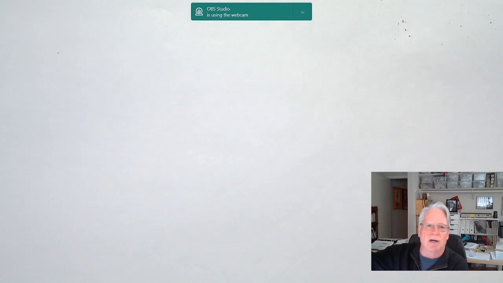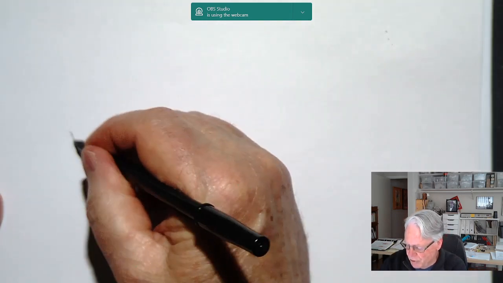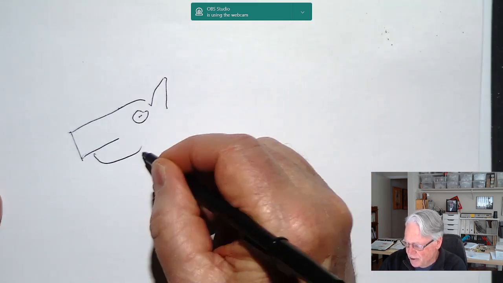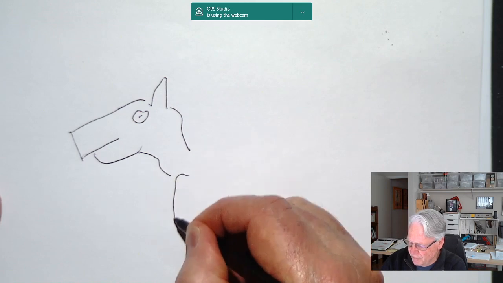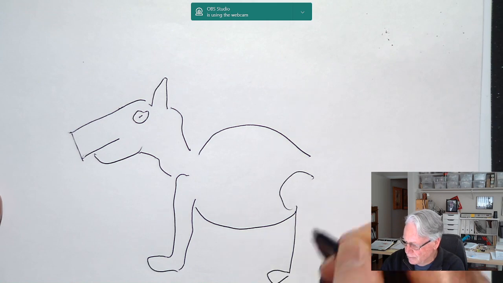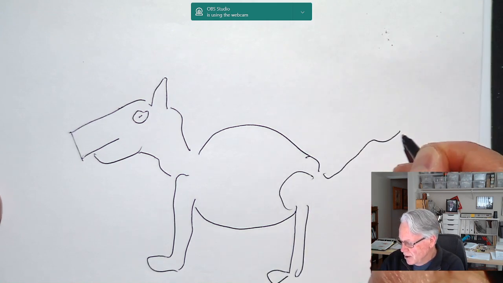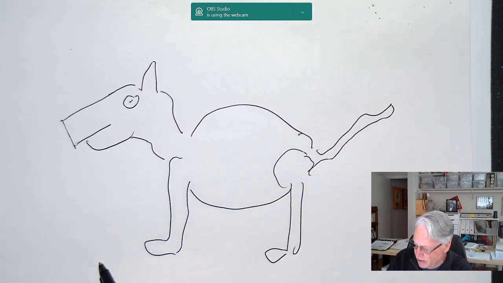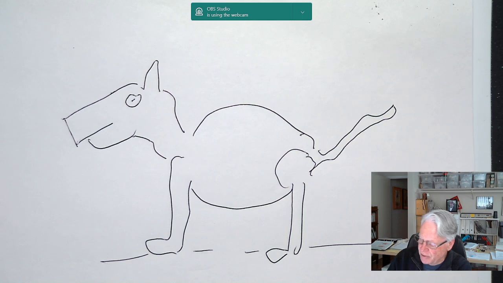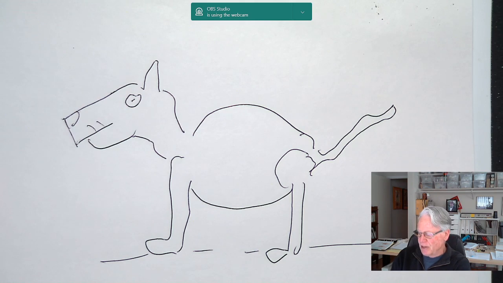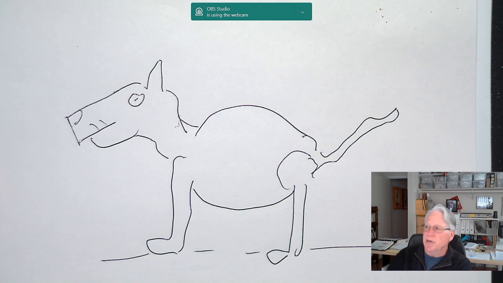Okay, so I'm going to draw Fido. This is your dog at home if you have a dog. Yeah, I know it's bad, but bear with me. And Fido has a kind of weird tail, but we can deal with that. Okay, so there's Fido, and here is the ground. Fido's got a weird nose, huh? All right, so that's our dog, and let's identify different regions on this dog.